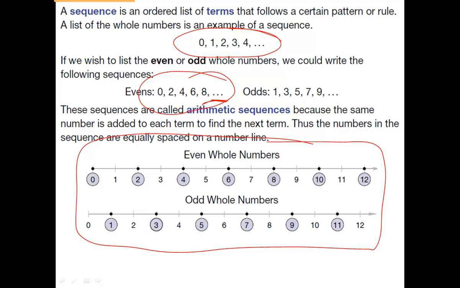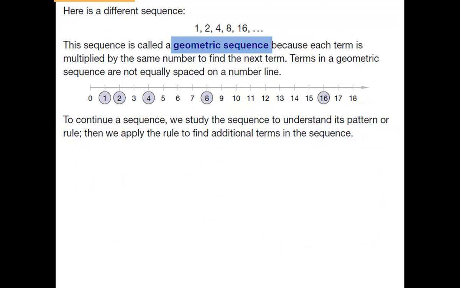So let's look at a few of those. See if we can do them and pick them out and find the patterns. Here's a different sequence: 1, 2, 4, 8, 16. This is called a geometric sequence because each term is multiplied by the same number to find the next term. Terms in these kinds of sequences aren't equally spaced, as you can see here. Right? And they'll get further and further apart as they get bigger and bigger.